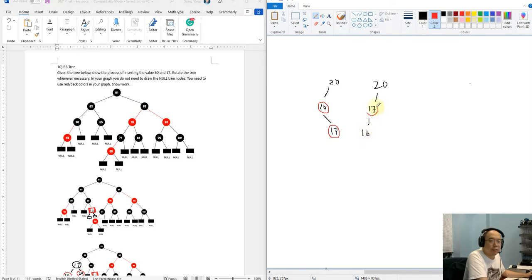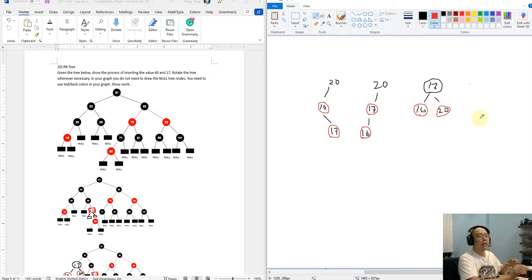So this will be the first step. We want to put those two, 17 and 16, in the reverse order, so they are in one line. And then we want to do a rotation, and this will give me the 17, and then on the left side we have the 16, and on the right side we have 20. And then we are going to have the 17 be black, and 16 will be red, and 20 will be red. So this is how we fix an RB tree.